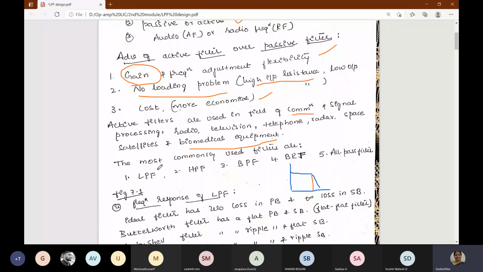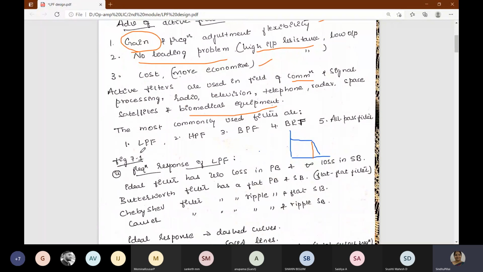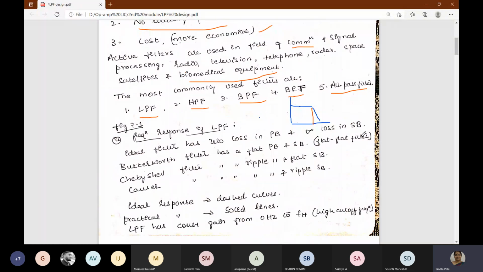So the important active filters which we are going to study are the low pass filter, which I have written as LPF here. Second is high pass filter. Next is band pass filter. The fourth one is band rejection filter, and the fifth one is all pass filter. That one is not there. First three are there for your syllabus: low pass filter, high pass and band pass filter. So first we'll move on with the low pass filter.